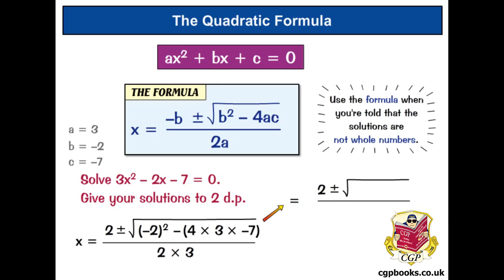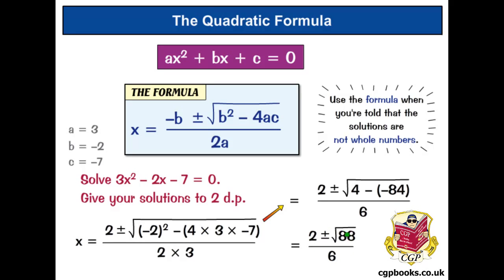Okay, what's in the square root sign? We've got minus 2 squared. Well, minus 2 times minus 2 is 4. And then we've got, in the bracket, 4 times 3, which is 12, times minus 7. Well, 12 times 7 is 84, times minus 7 is minus 84. So we've got minus 84. And that's over 6. So now you've got 4 minus minus 84, so that's plus 84. 4 plus 84 is 88, so it's root 88.